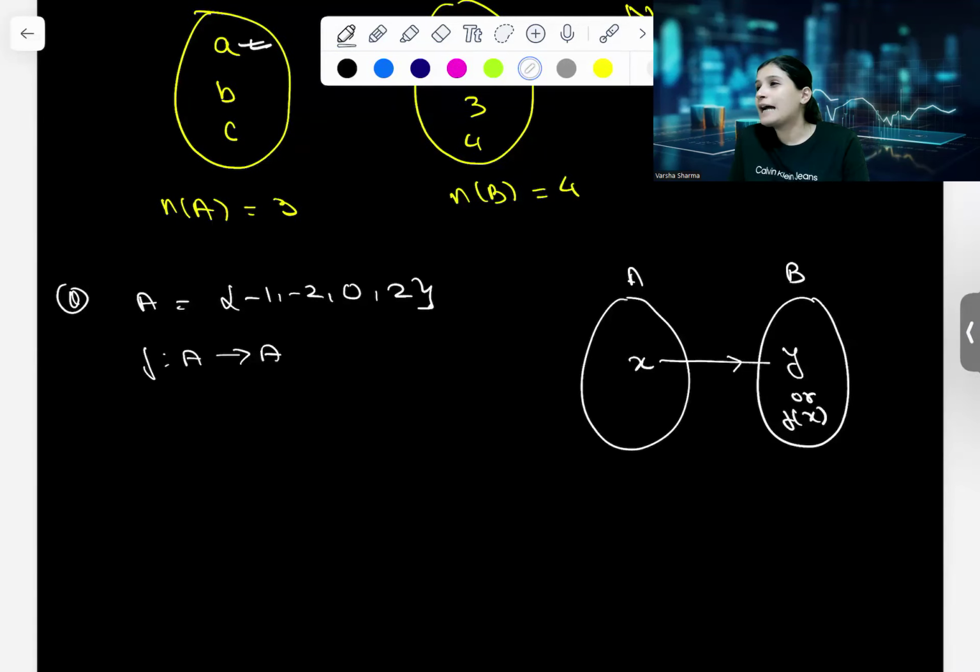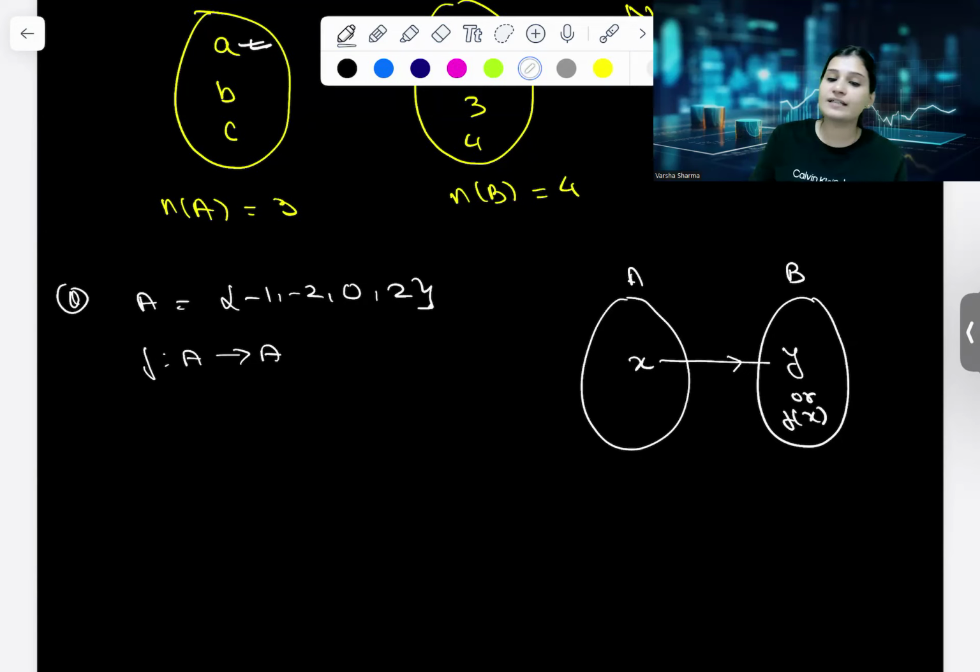Like in polynomials, we used to write p of x equal to x square plus 1. So if I put x equal to 1, I'll get in return 2. So what is 2? The value of p at 1. So here, the y coordinate can also be written as f of x. It's the same meaning, just a different notation.